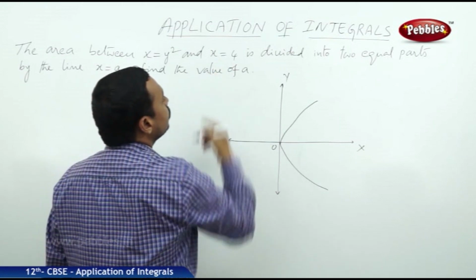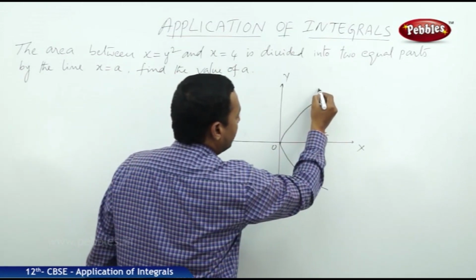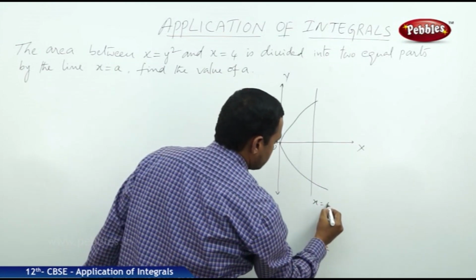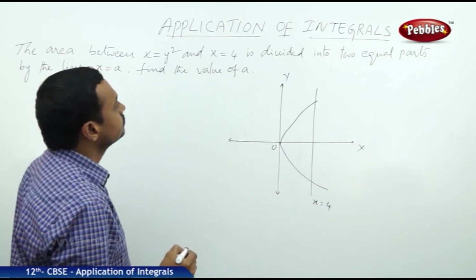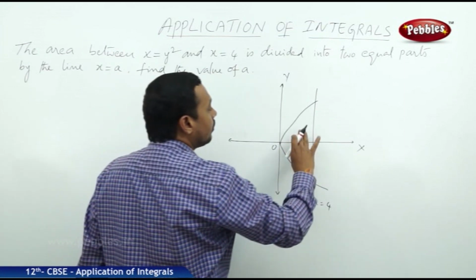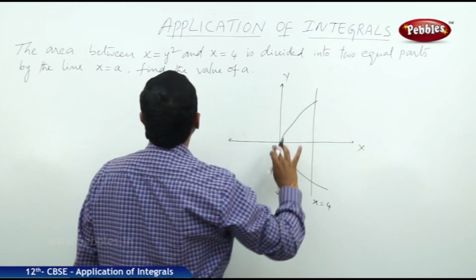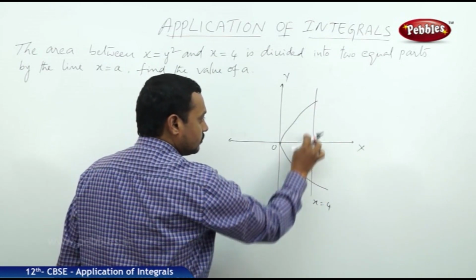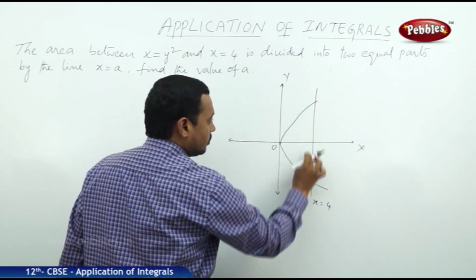Here x is equal to 4. It is a straight line parallel to the y axis. Now the area bounded by the curve x is equal to y square and x is equal to 4 is this one. Now this is the region.